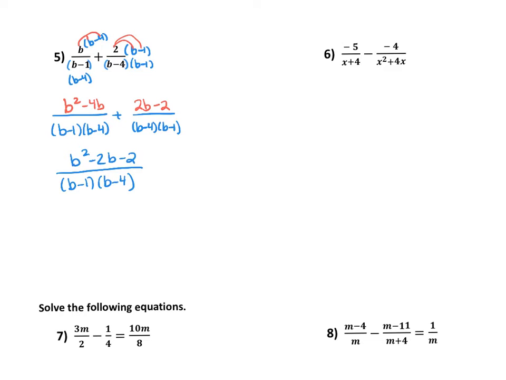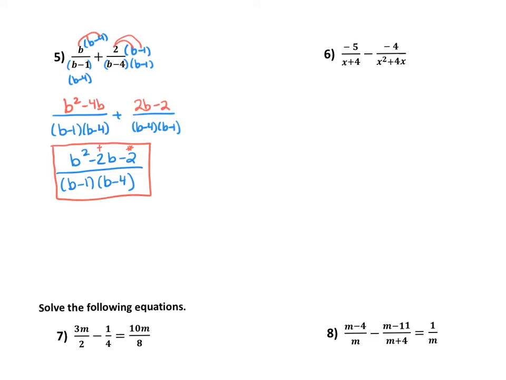Now from here, I want to check to see if my numerator is factorable to see if I can simplify it anymore. So I'd have to think about, does anything multiply to negative 2 and add to negative 2? And in this case, the top is not factorable, so this would be my final answer. If the top were factorable, we would want to factor it and then continue to simplify.